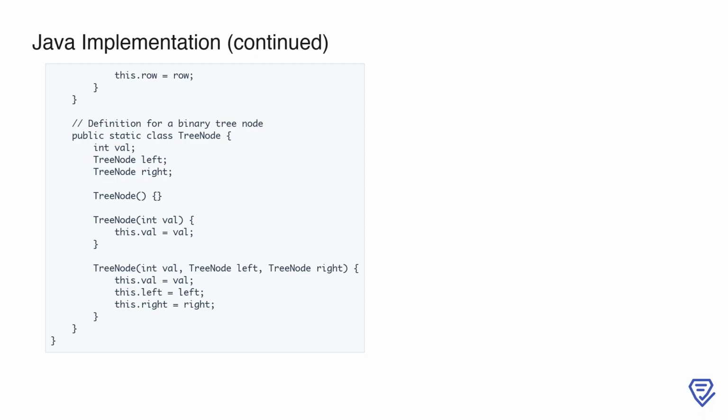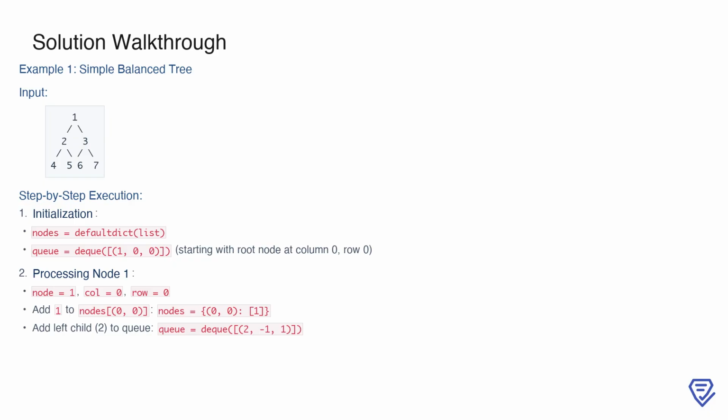To solve this problem, we start by initializing two key data structures, a dictionary called nodes to store values grouped by their column and row indices, and a queue to facilitate a breadth-first traversal of the tree. The queue is initialized with the root node, which is at column 0 and row 0. We then begin processing the nodes in the queue. Starting with node 1, which is the root, we record its value in the nodes dictionary under the key corresponding to its column and row, which is 0, 0. Next, we enqueue its left child, node 2, at column -1 and row 1, and its right child, node 3, at column 1 and row 1. This sets up the structure for us to process the rest of the tree systematically.